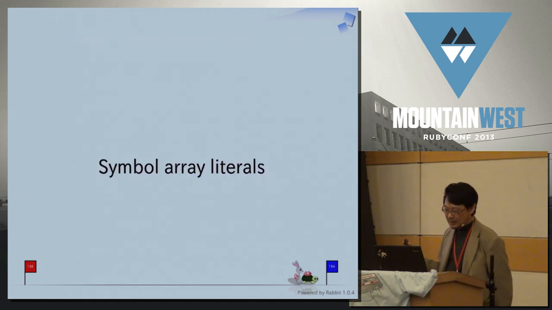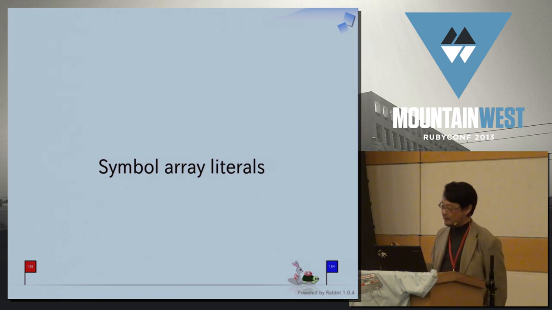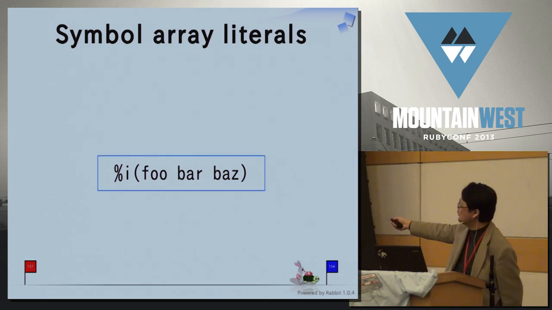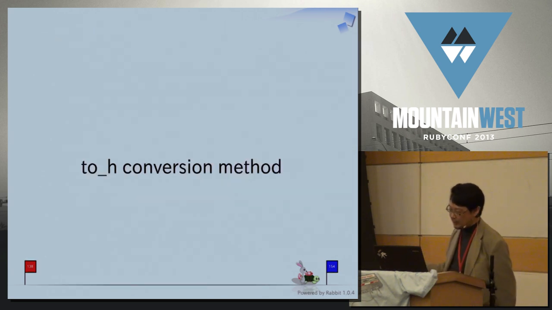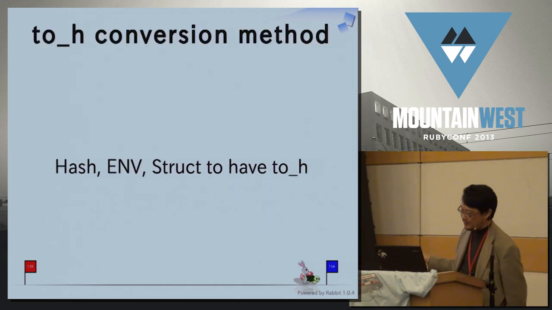And we are going to have the symbol array literals in Ruby 2.0. It goes like this: an array of the symbols foo, bar, baz. And then we have to_h conversion methods, like hash and struct have to_h.